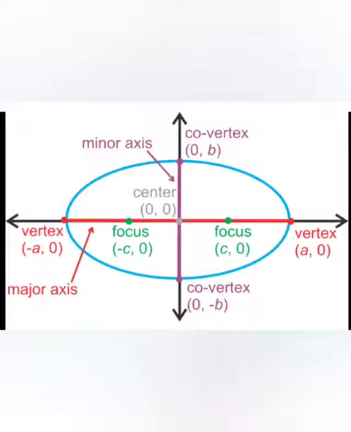Since the length of the minor axis is equal to 2b, each endpoint of the minor axis is at a distance of b units from the center. Thus the coordinates of the endpoints of the minor axis are (0, -b) and (0, b).